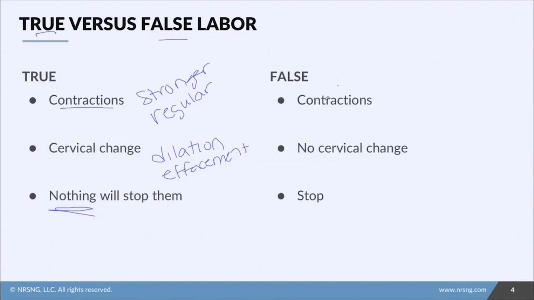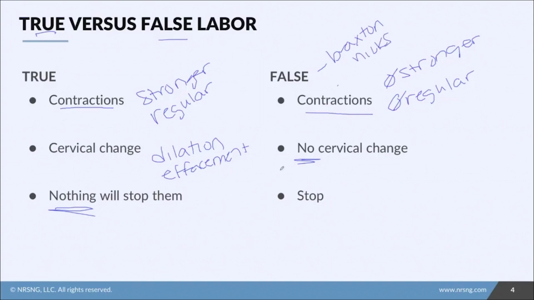Where our false labor, you have contractions, but they don't get stronger. They aren't regular, and they're just going to kind of fizzle out and stop. They don't get stronger. So with this, because of all that, we have no cervical change here. So these are false, also known as our Braxton-Hicks contractions. There'll be no cervical change, and they will stop. So if the patient rests, they stop. If she hydrates, it could stop them. And even walking around, they fizzle out.